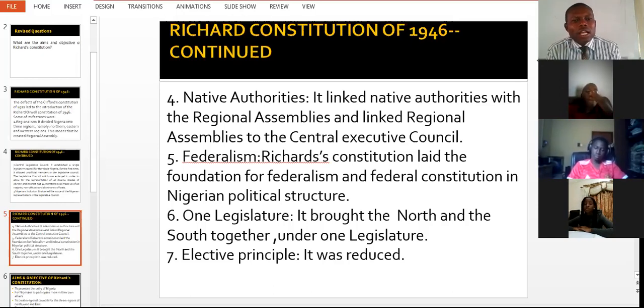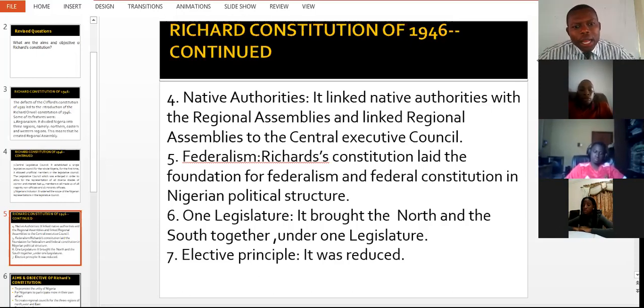All right, the next one is one legislature. It brought the North and the South together under one legislature, which Clifford didn't do. He's like, this is our National Assembly now, when you add it together. So he brought them under one legislature.